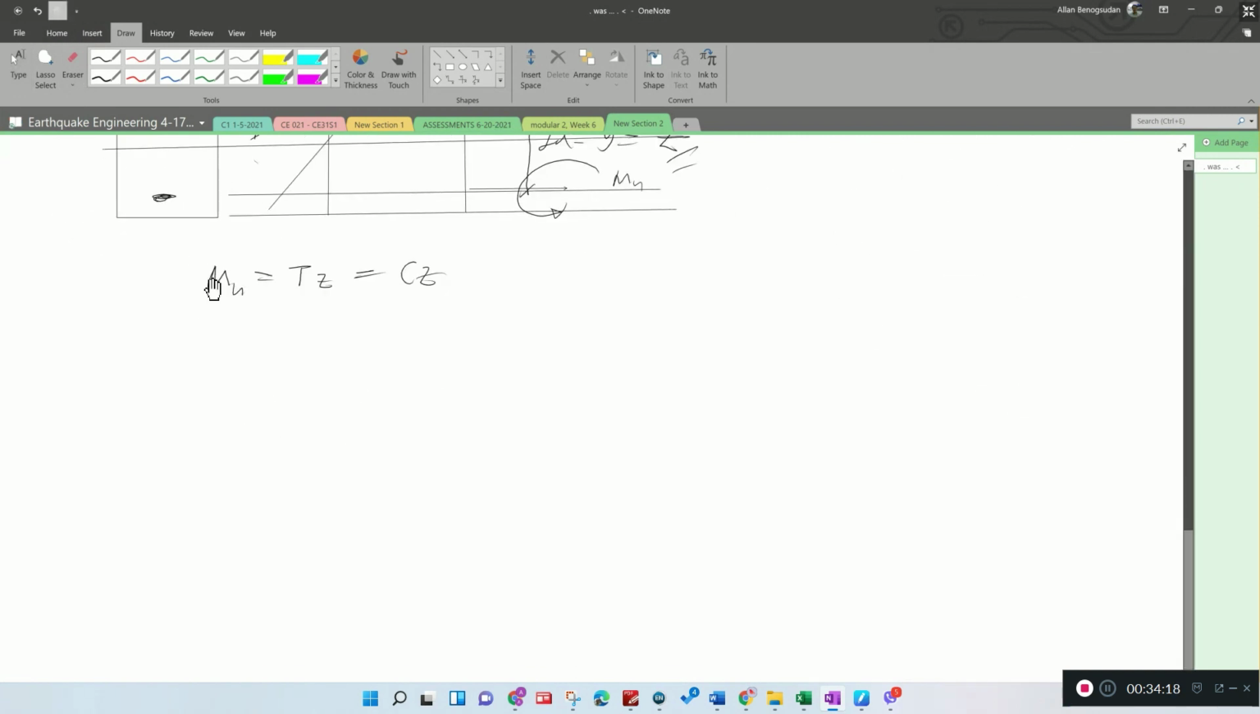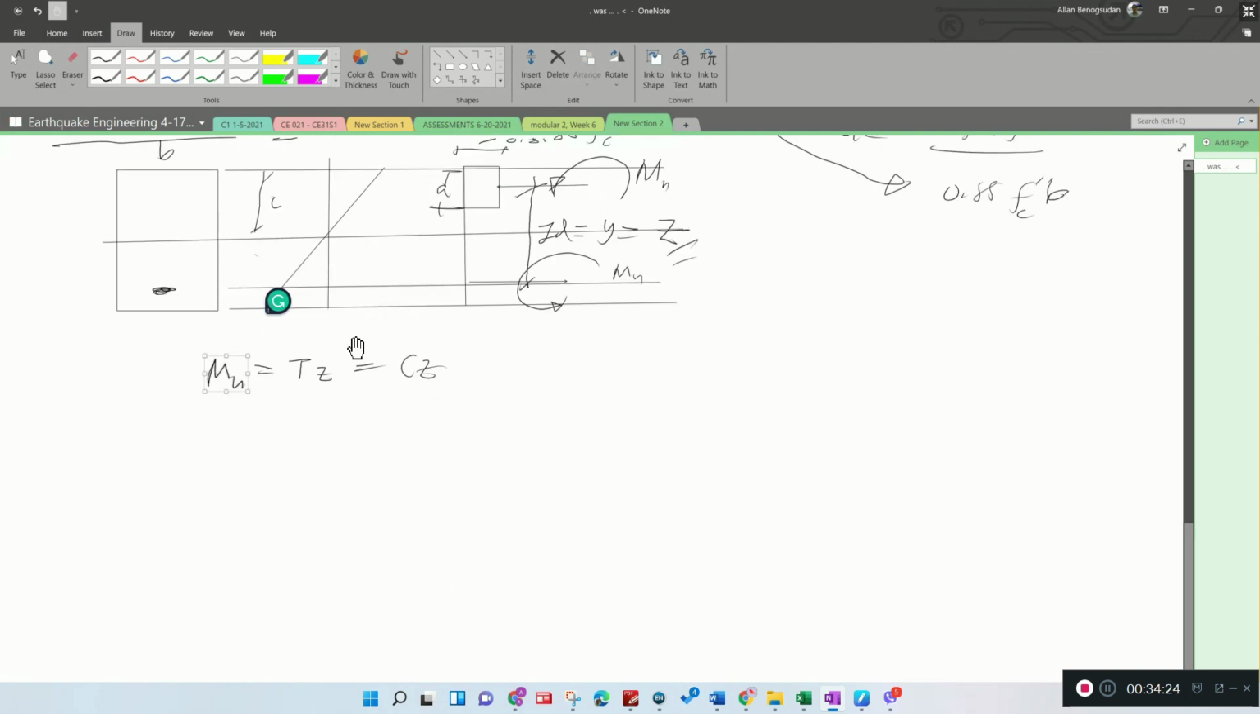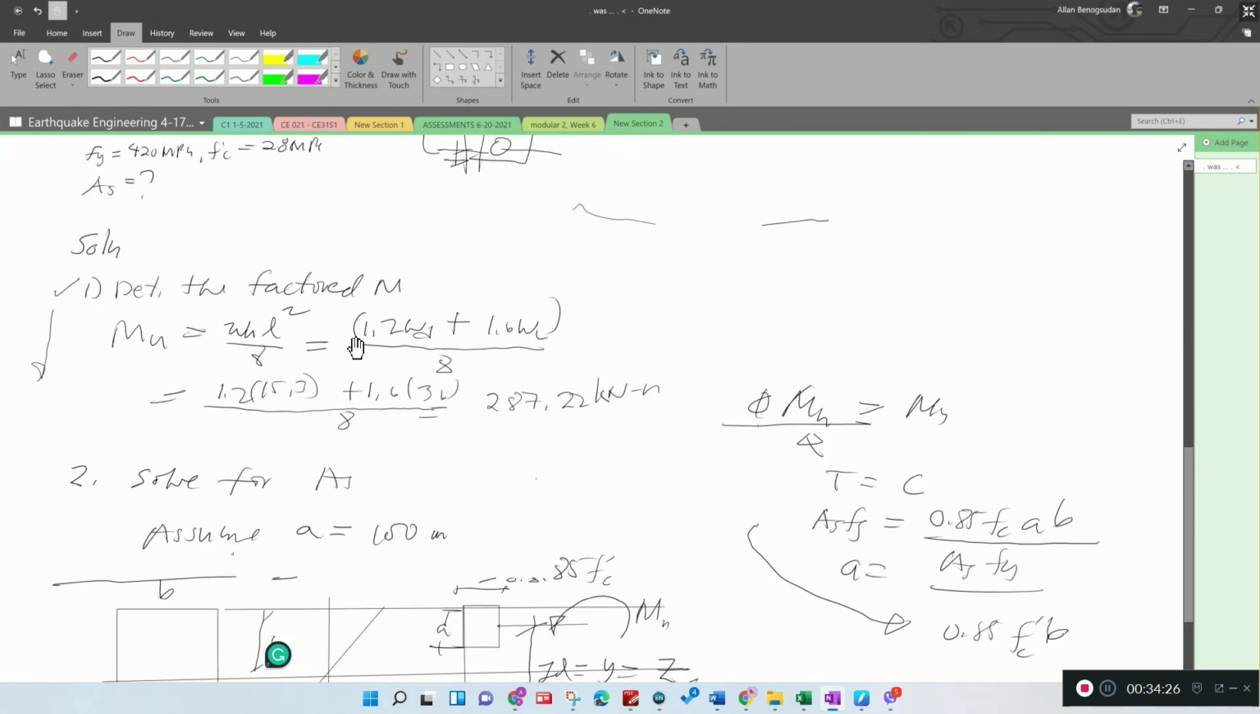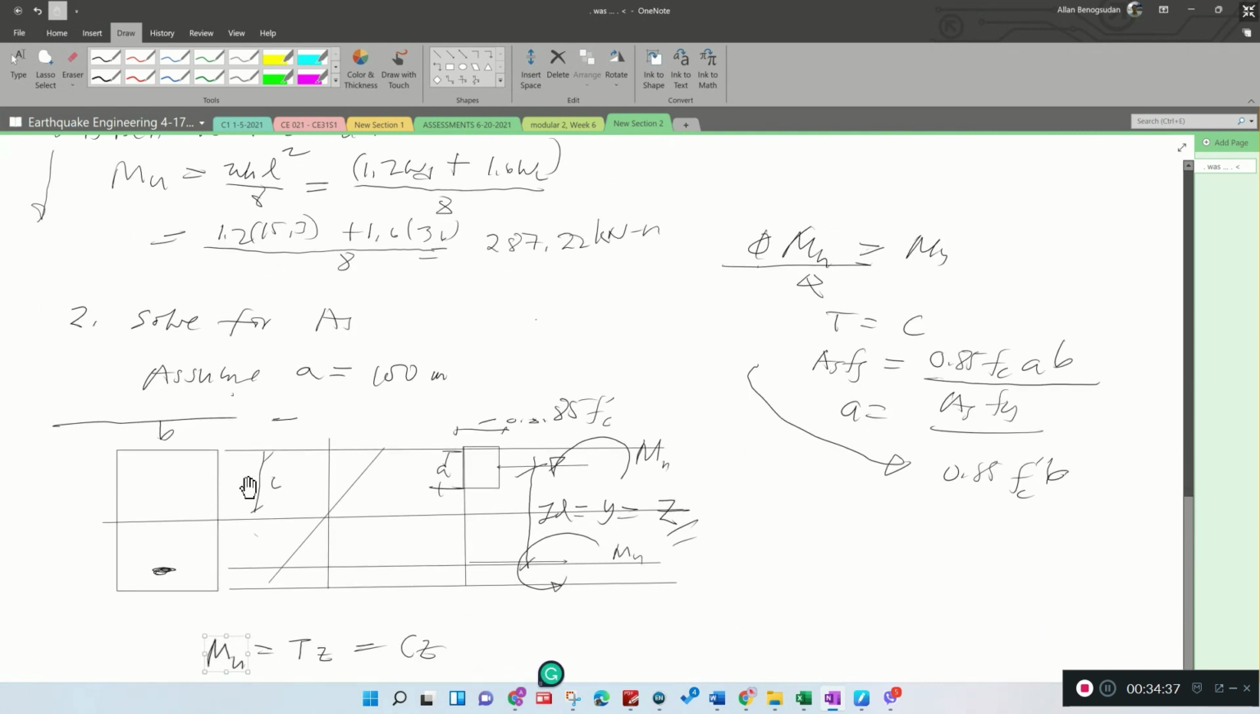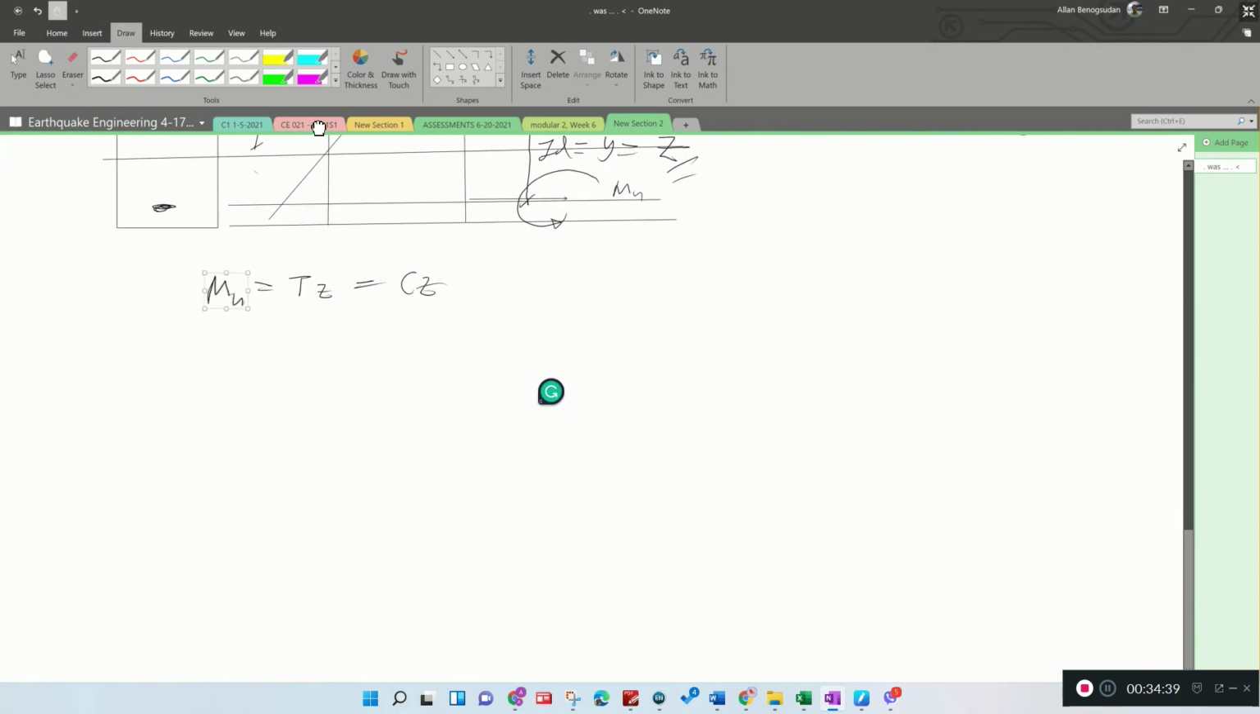Alright, so I'll repeat that this problem is: determine the As when this is your beam loaded with this, and this is your span, and given with these material properties, determine As. Okay, that's our problem. So if that is the case, let me redo it.